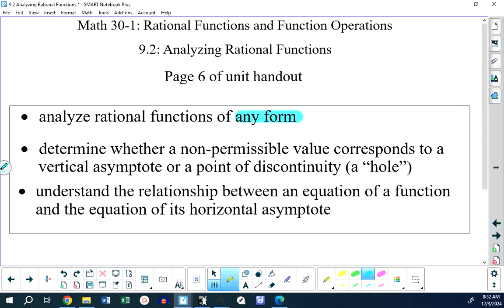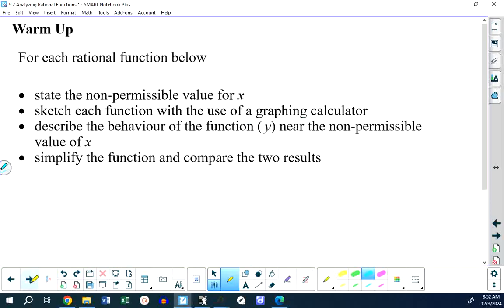And then we're also going to talk about horizontal asymptotes, which are removed from what I'm talking about with non-permissible values. Horizontal asymptotes are a different kind of beast. So to begin with, I'm giving you two functions, and we're going to sketch them on a graphing calculator and learn about the different types of non-permissible values for x.